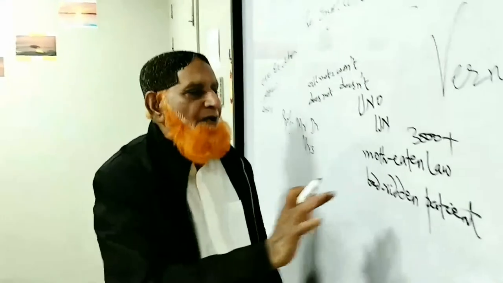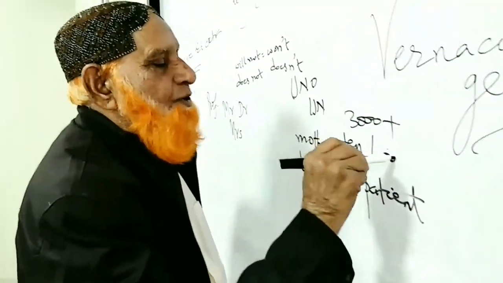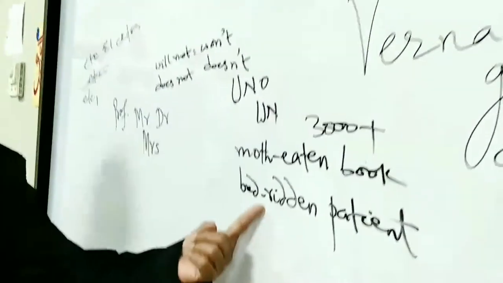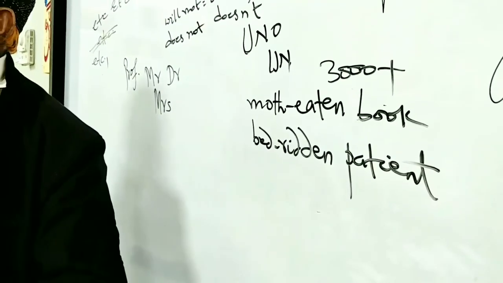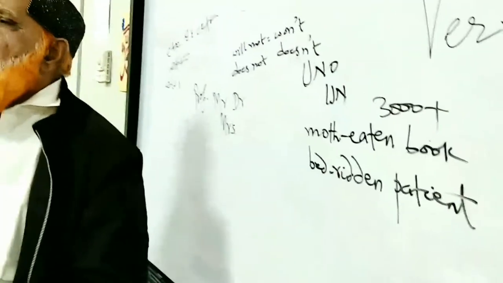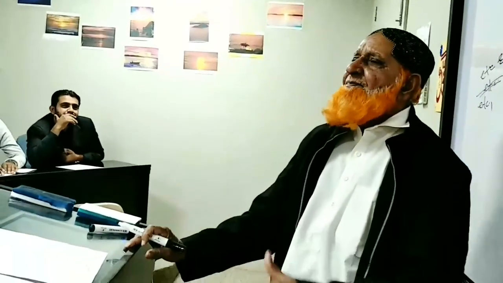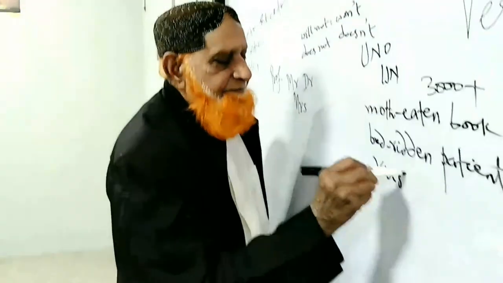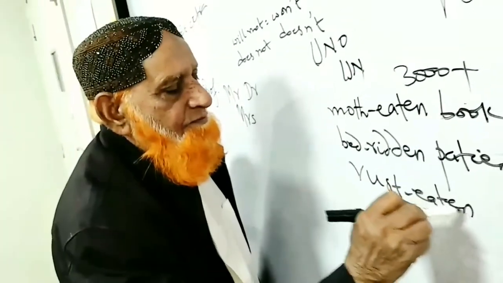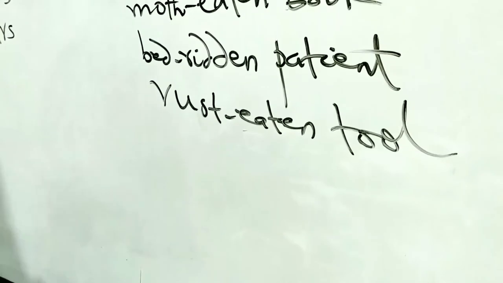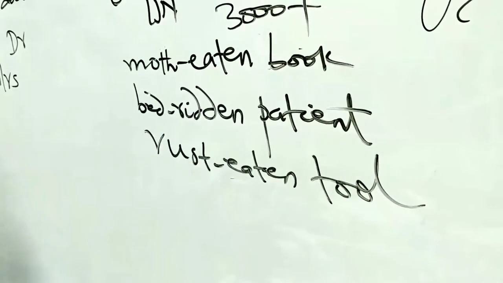Moth-eaten book, a book that has been destroyed by moths, so it is a compound word adjective. Bedridden patient, a patient who was in bed for a long time and grew frail. Similarly, rust-eaten tools, tools eaten away by rust. They are compound word adjectives, they modify a noun. They are known as compound words. Father-in-law, mother-in-law, sister-in-law, brother-in-law, commander-in-chief, and so on.